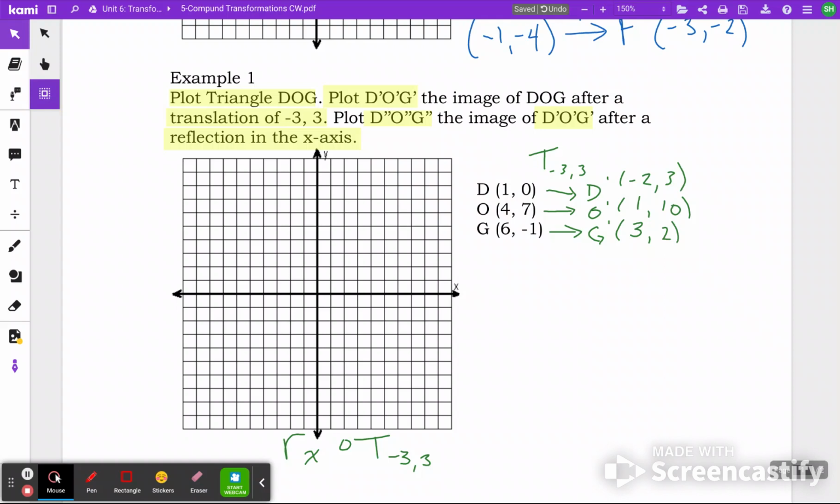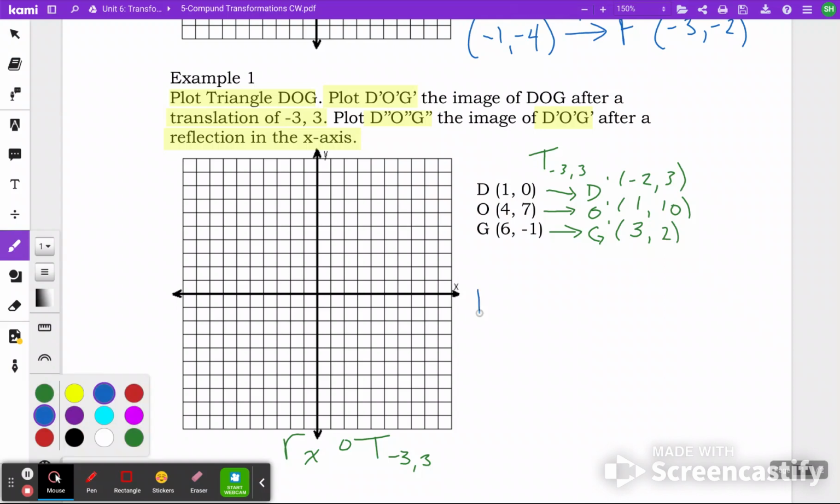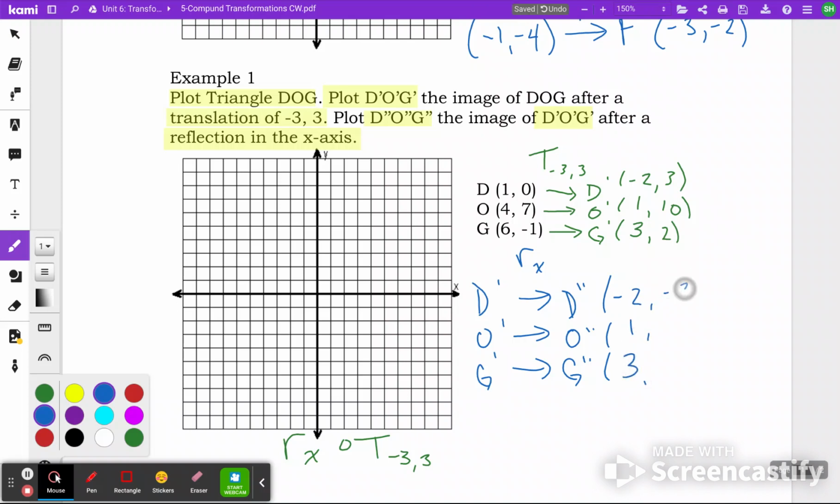What I'll be able to do after that is I'll take DOG prime and I will turn that into DOG double prime by doing the reflection in the x-axis. And you might remember, reflecting in the x-axis, you keep the x and you change the sign of the y. So where we had left off in my green writing up top is x's of -2, 1, and 3. And I'm going to change all the y's to be -3, -10, and -2.